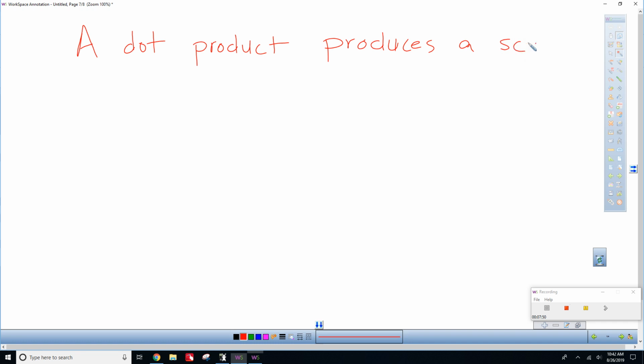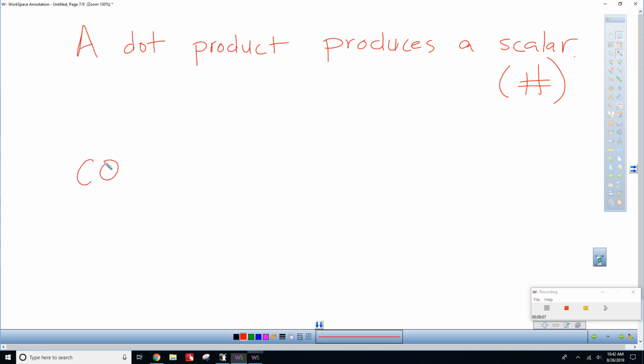And a scalar is just a number, so it doesn't have any direction. Okay? Now, we can use the dot product to find the angle between these two vectors. So here's your next fact.